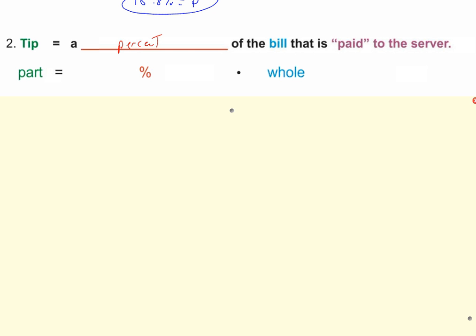Man, I'm gonna go be a server. $40 an hour? Sweet.